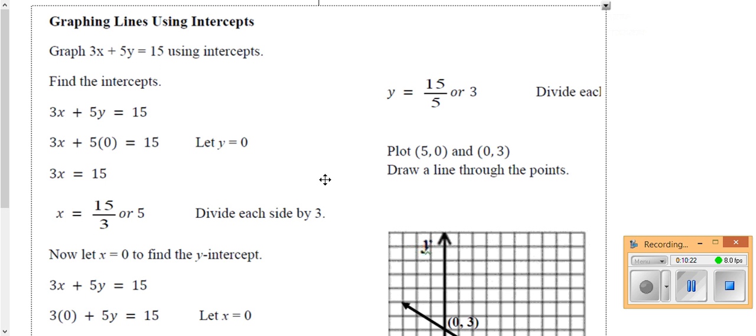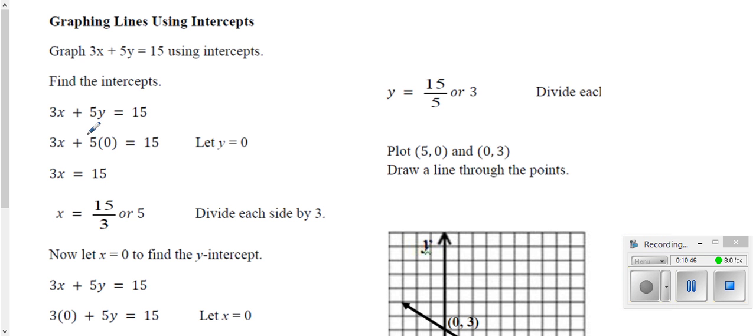So in this one, go ahead and fill in any blanks you may have in your notes. But we start off with the equation 3x plus 5y equals 15. They want us to graph it using these x and y intercepts. So it looks like we're starting with the x-intercept first, because I can see they put in a 0 for y.